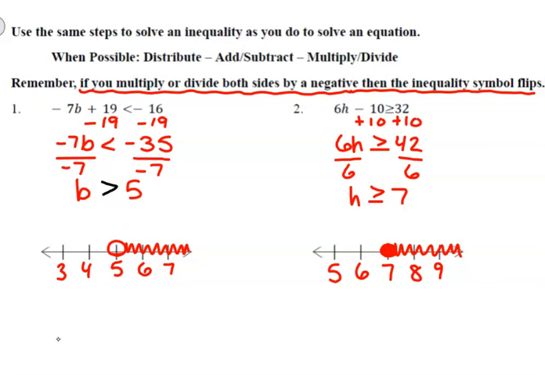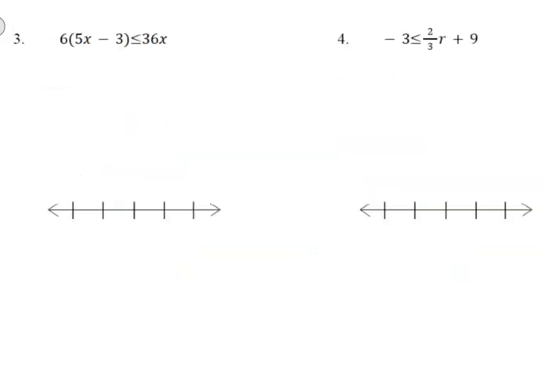If you need more time with the first 2 examples, go ahead and hit pause. If we look down at example 3, now I do have parentheses, so we're going to distribute. I multiply. 6 times 5x is 30x. 6 times the negative 3 is a minus or negative 18.